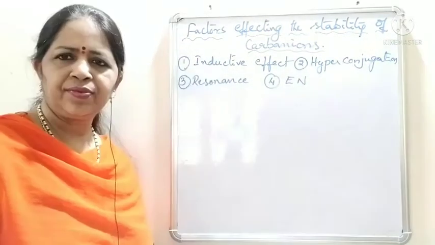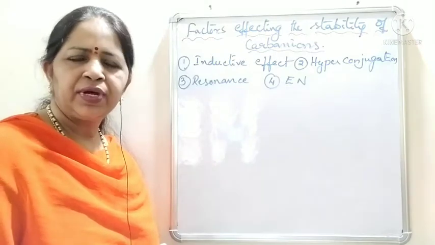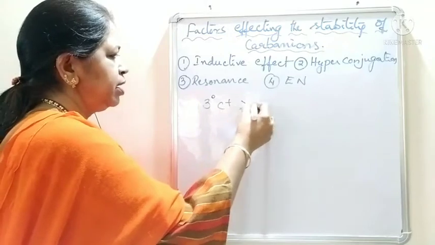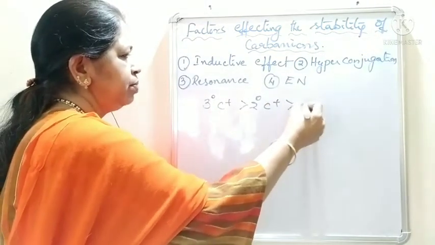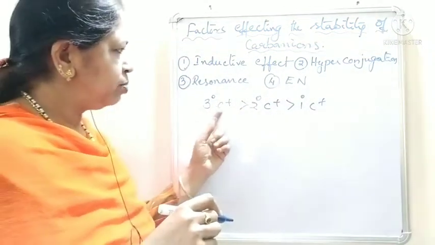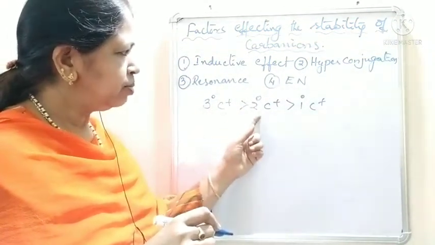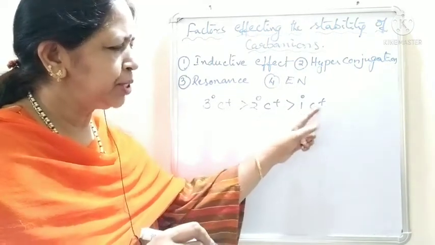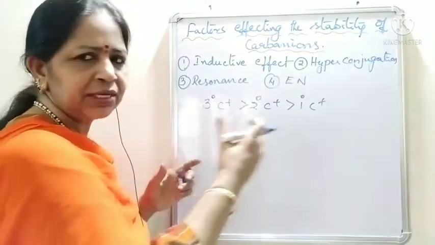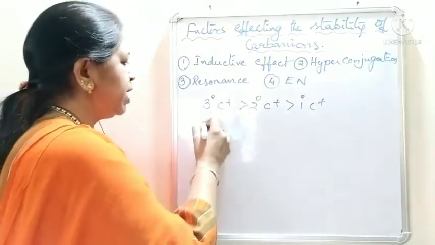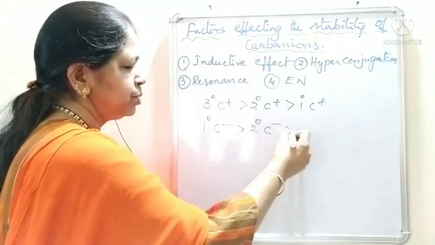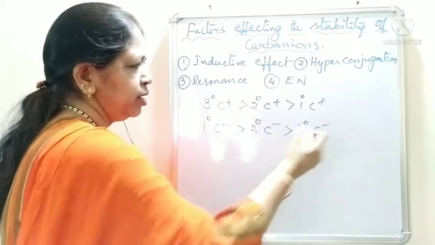Now let us see. The stability order for carbonium ions is tertiary C plus greater than secondary C plus greater than primary C plus. C plus is carbonium ion. Tertiary carbonium ion is more stable than secondary, which is more stable than primary, which is more stable than methyl carbonium ion. But in the case of carbanions, the order of stability is reversed. The primary carbanion is more stable than the secondary carbanion, which is more stable than the tertiary carbanion.